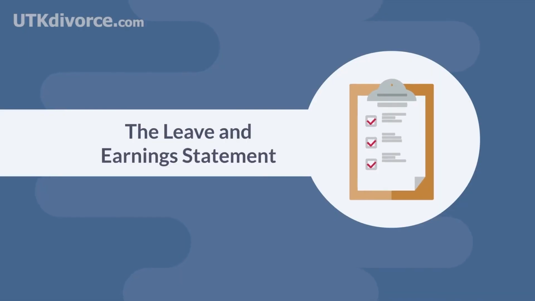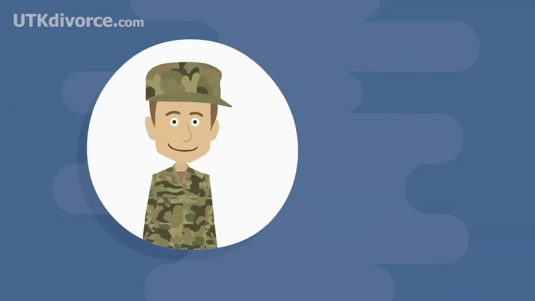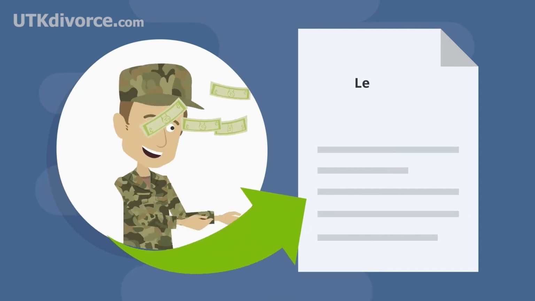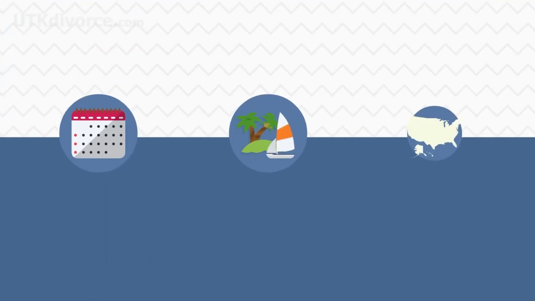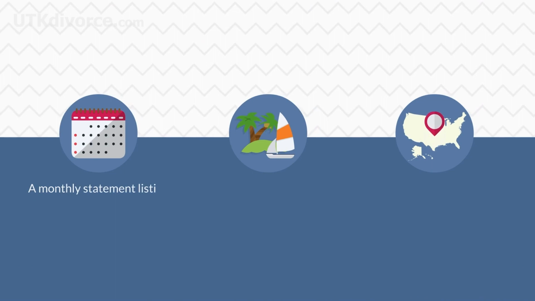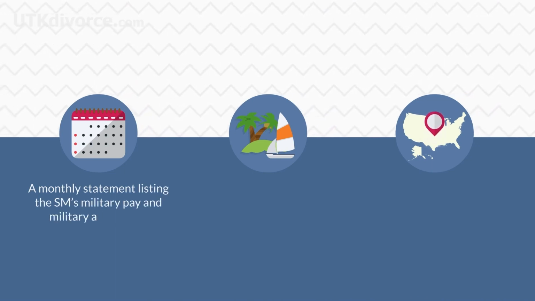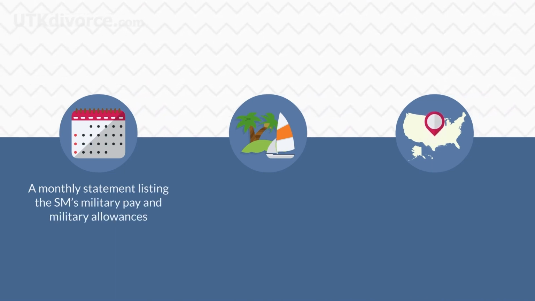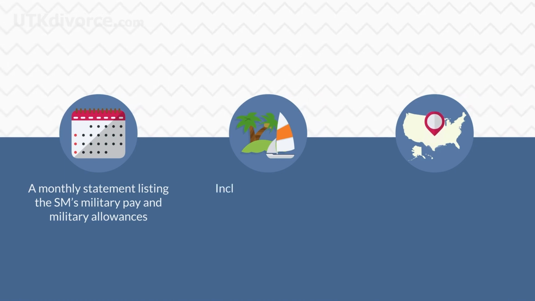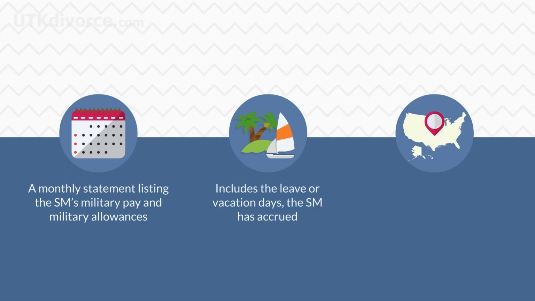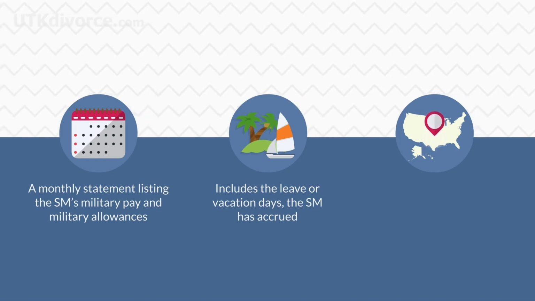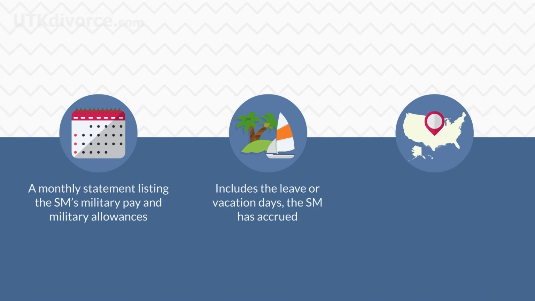2. The leave and earnings statement. What a service member earns is reflected on the service member's monthly leave and earnings statement, also known as LES. The leave and earnings statement is a monthly statement listing the service member's pay and military allowances. It also includes the leave or vacation days the service member has accrued, and this is why it is known as a leave and earnings statement.